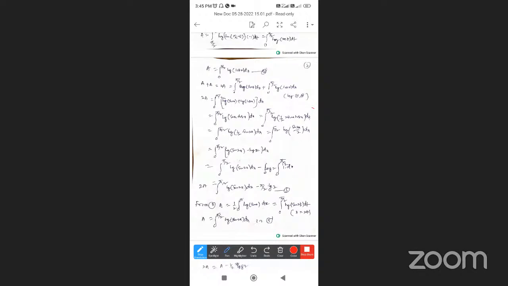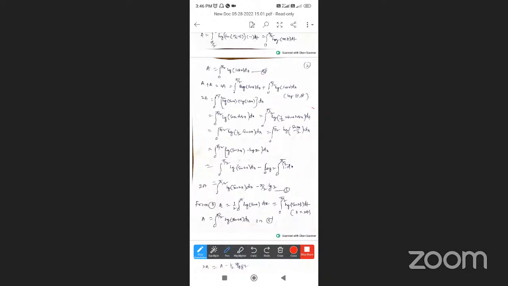Sin x into cos x can be written by multiplying and dividing: integral 0 to pi by 2 of log of 1 by 2 into 2 sin x cos x dx. 2 sin theta cos theta is equal to sin 2 theta. So integral 0 to pi by 2 of log of 1 by 2 sin 2x, which is log of sin 2x by 2 dx. Again log a minus log b: integral 0 to pi by 2 of log sin 2x dx minus log 2 common, integral 0 to pi by 2 of 1 into dx. 1 into dx is x, the upper limit pi by 2 minus 0. We got minus pi by 2 log 2 in the fifth equation.